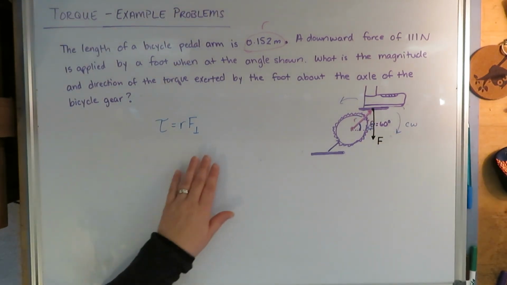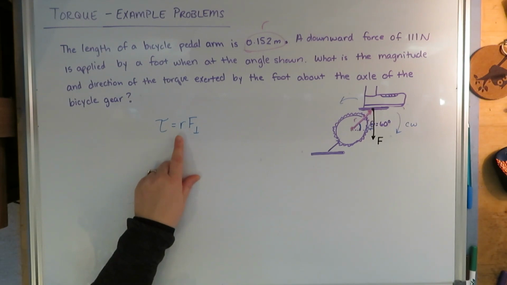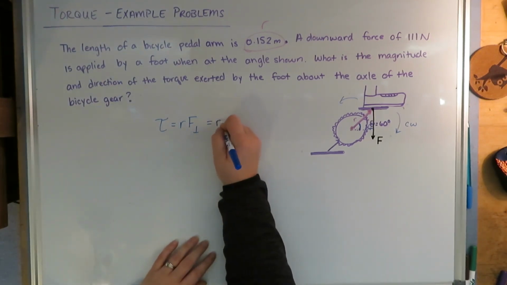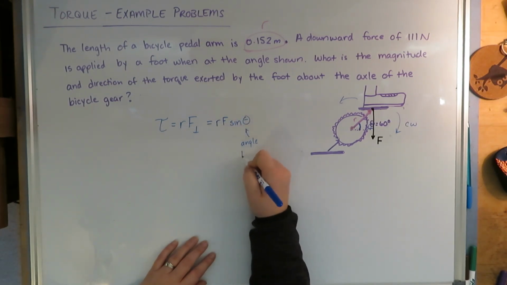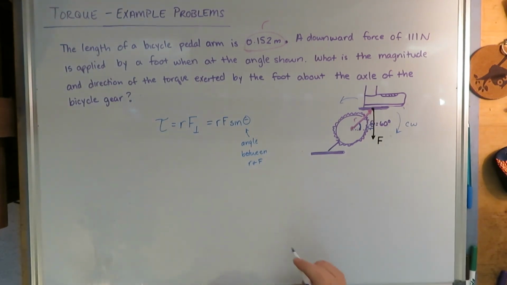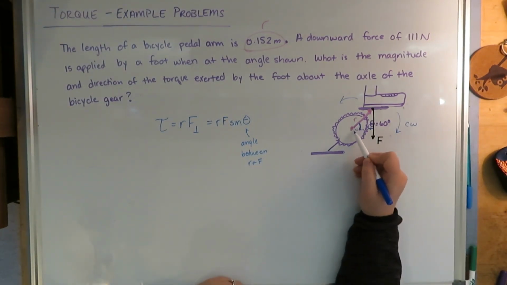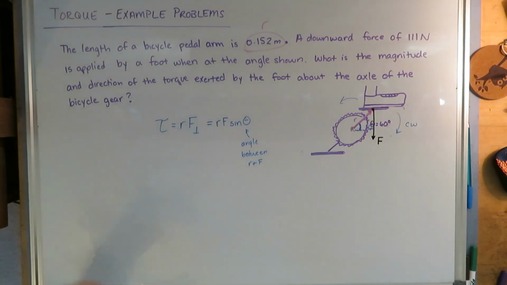But is that the theta that we need for sine theta? Well, if we're going to use R F sine theta, then theta has to be the angle between R and F. So is that theta the angle between R and F? No, because that angle does not intersect the force. So this is not the correct angle for that. I would need to find the component of the force that's perpendicular, or find the correct angle theta. Doing that essentially does the same for both.